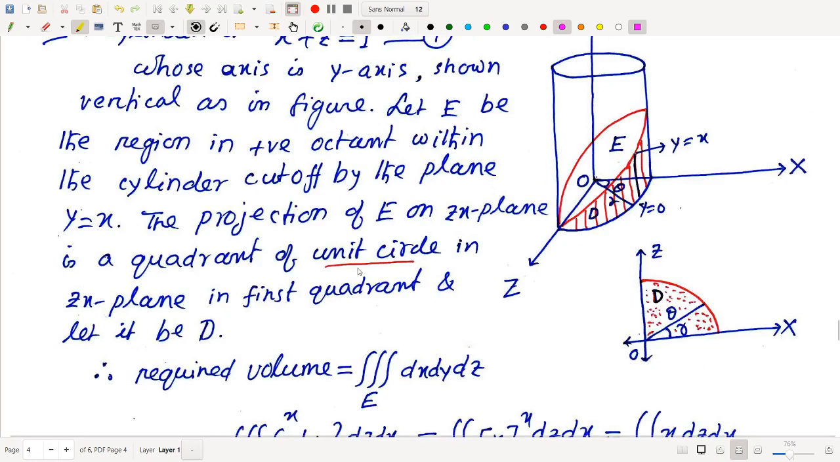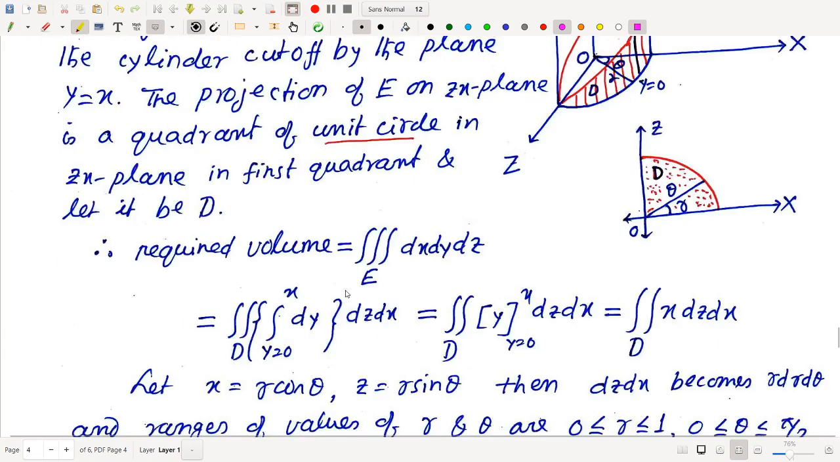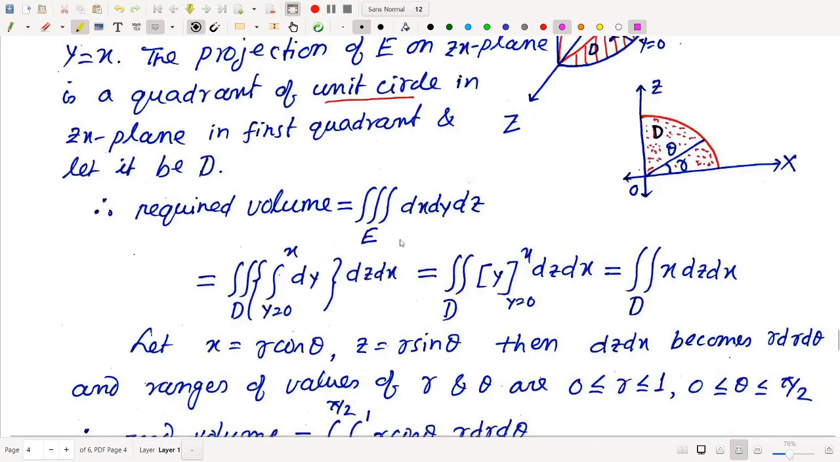So the projection of E on the ZX plane is a quadrant. This is the region E, and its projection on the XY plane is a quadrant of the unit circle, because we need only the positive octant. So this is the unit circle in the first quadrant, and let it be denoted by D here. Therefore the required volume equals the triple integration of 1 dx dy dz over the region E.